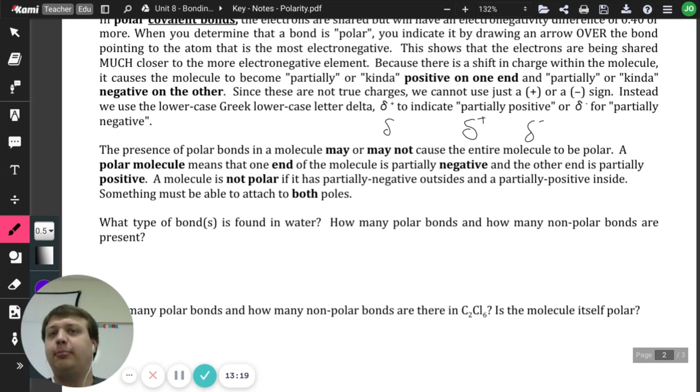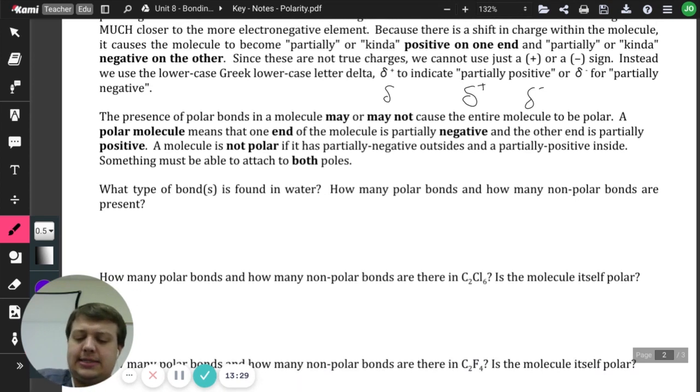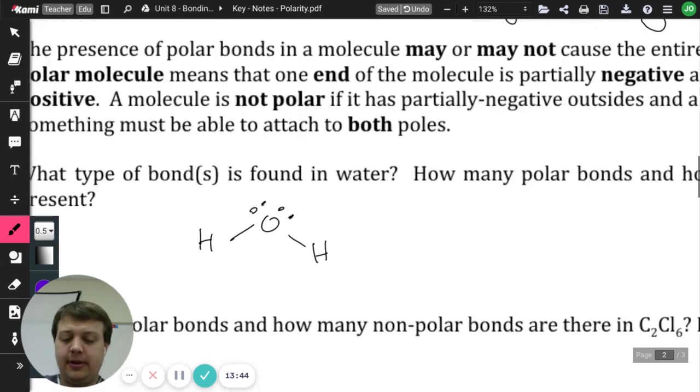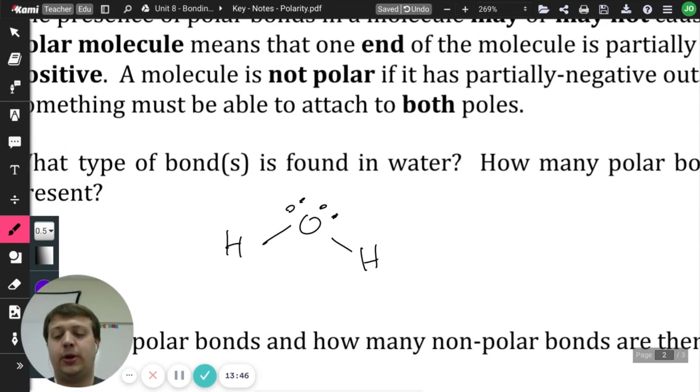So before we actually dive into that a little bit more, let's do one more quick practice on water. So what type of bond is found in water? Now remember, the shape of water is hydrogen bonded to an oxygen bonded to a hydrogen. There are 2 lone pairs there. Looks like my computer messed up on me a little bit. So 2 lone pairs there. And so we would get this bent shape right here.